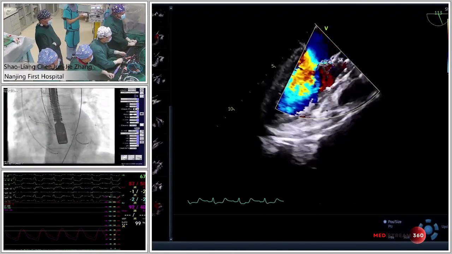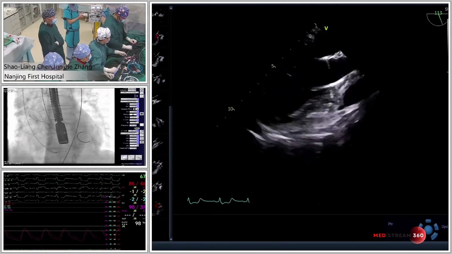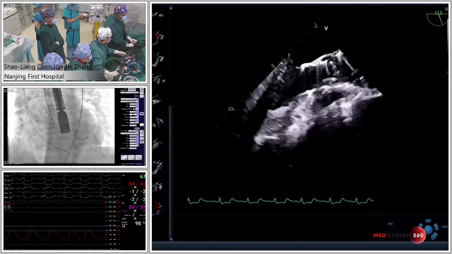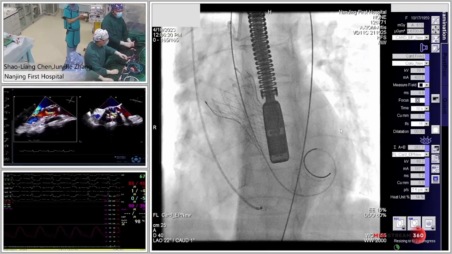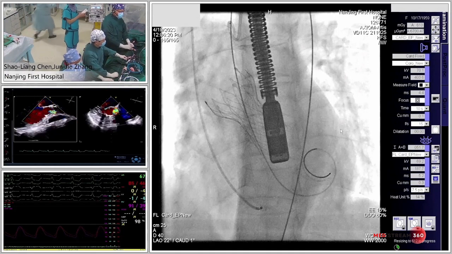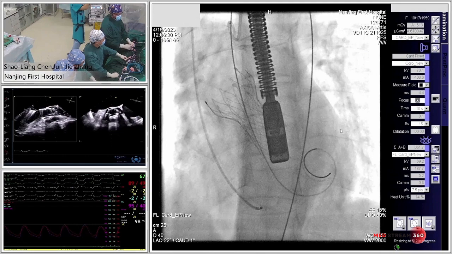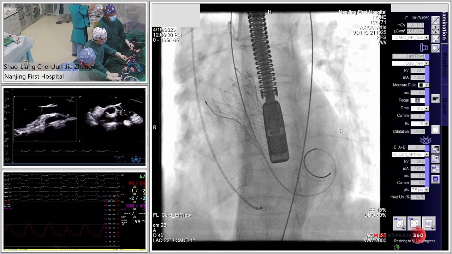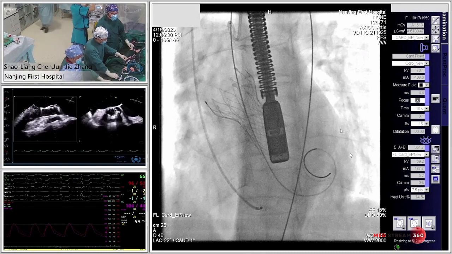So I think this is a very, very successful case of TAVI for a young lady with bicuspid aortic stenosis. Thank you, Prof. For this particular bicuspid aortic stenosis, for this low risk patient, I think the baseline echo and the CT analysis is very important. According to the CT analysis, we should select the proper sizing valve.